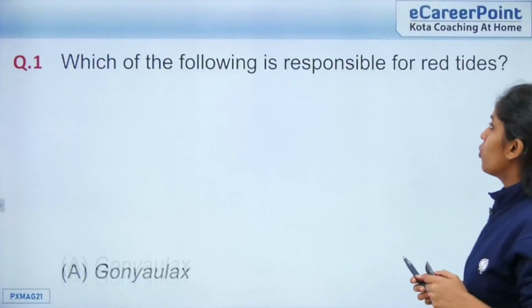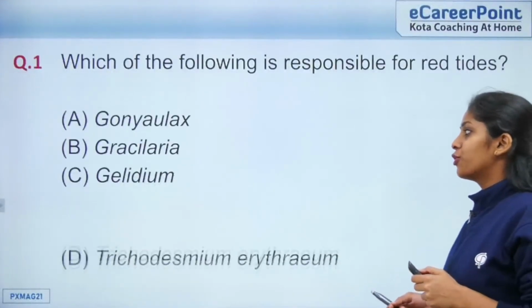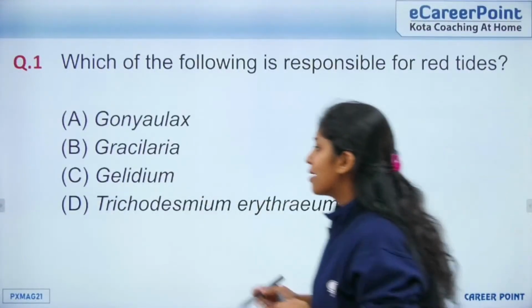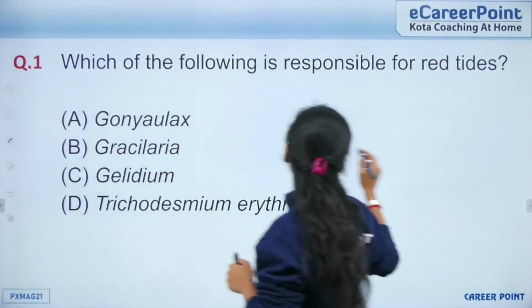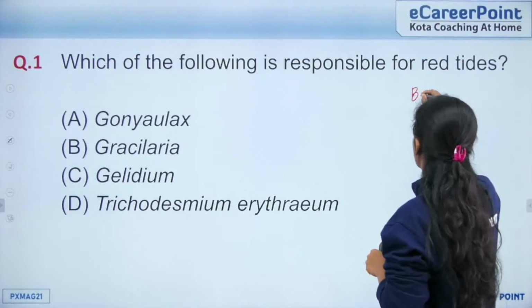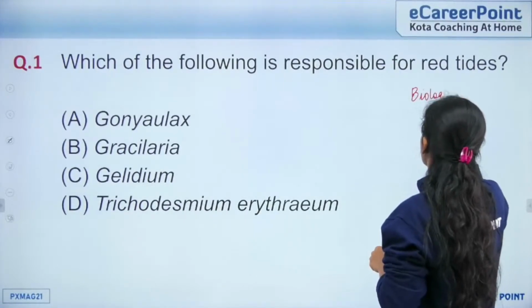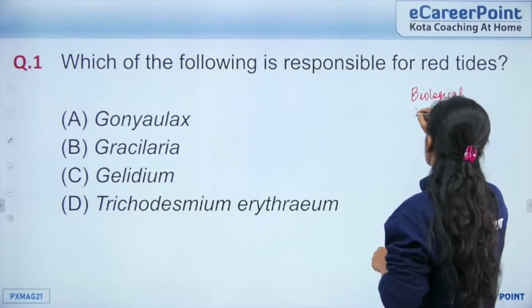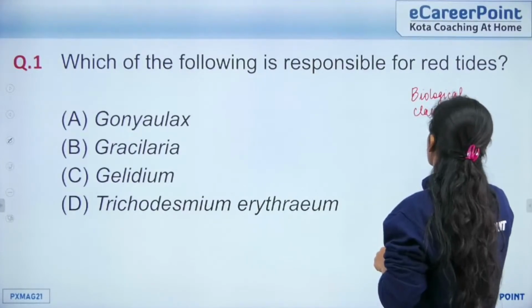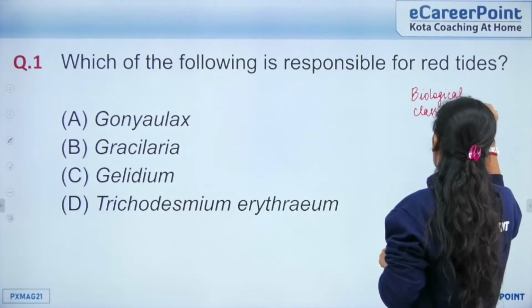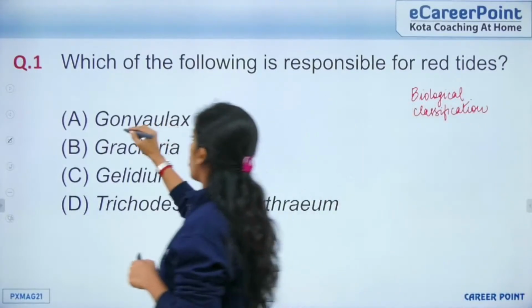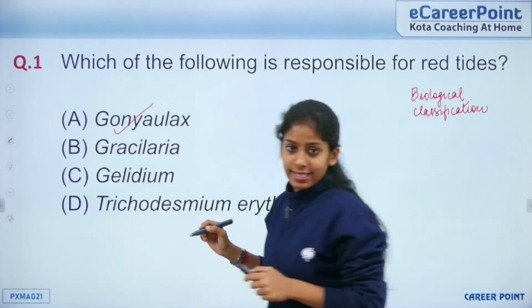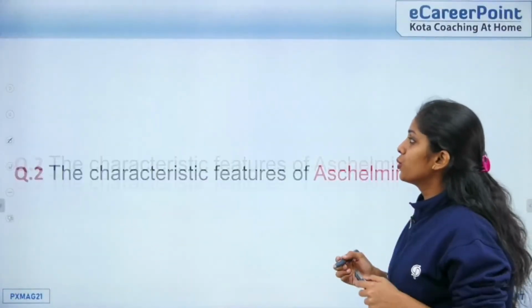Question 1: which of the following is responsible for the red tides? If you can remember which chapter this comes from, it comes from the chapter of biological classification, where you have the kingdom Protista. Gonyaulax gives you the red tides. Right. So question 2, here we go.